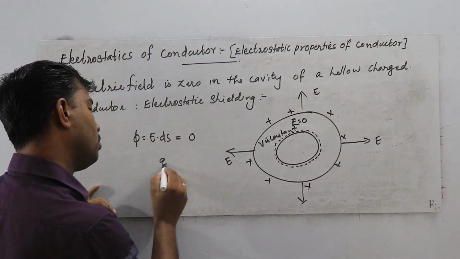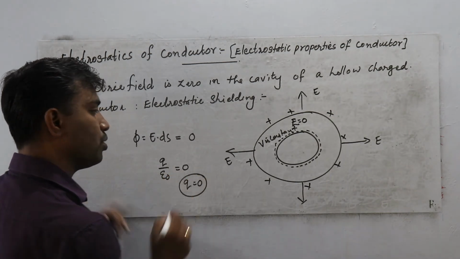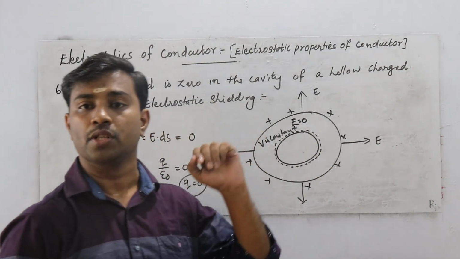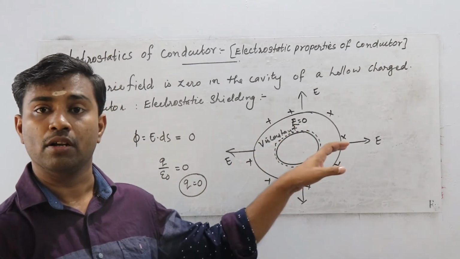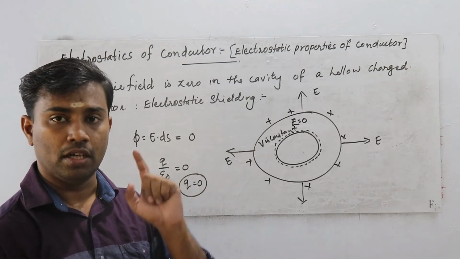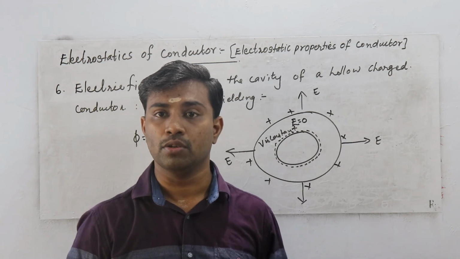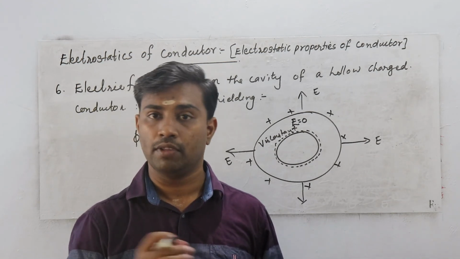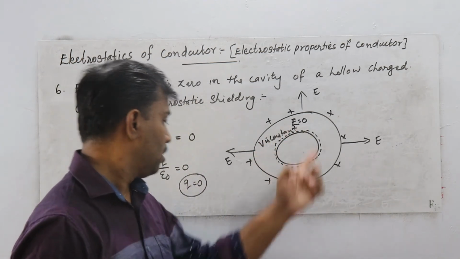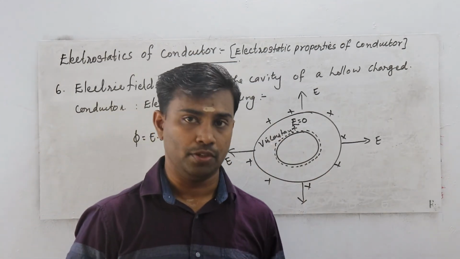Flux will be 0 means Q by epsilon 0 is 0. So Q is equal to 0. The charge is 0. That means the charge in the cavity will be 0. That means the Gaussian surface does not enclose any charge. That means inside the cavity there is no electric field. So here Q is equal to 0, so electric field inside the cavity will be 0.